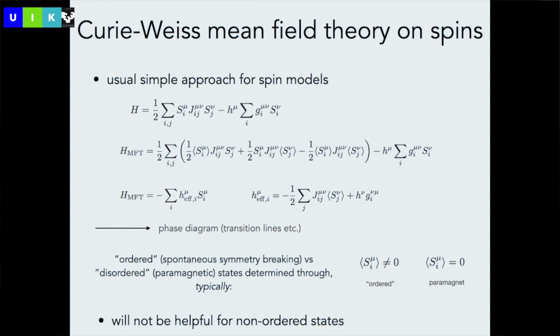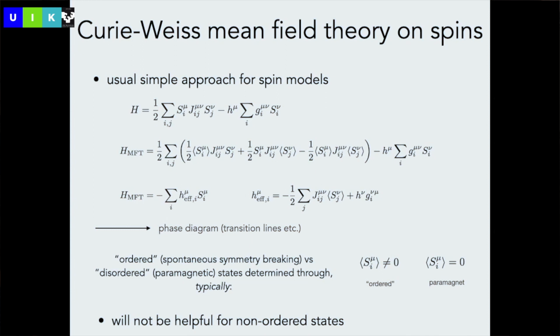And so what you typically do when you have a model like this is you do what you know how to do, which is mean field theory. You write the mean field Hamiltonian by taking the expectation value of one spin, leaving the other one free. Then you get a mean field Hamiltonian, which you may rewrite just as a spin in an effective field, the effective field being given by this. And then you have to solve self-consistently. This may be a hard problem, but in principle you can obtain a phase diagram, transition lines, etc.